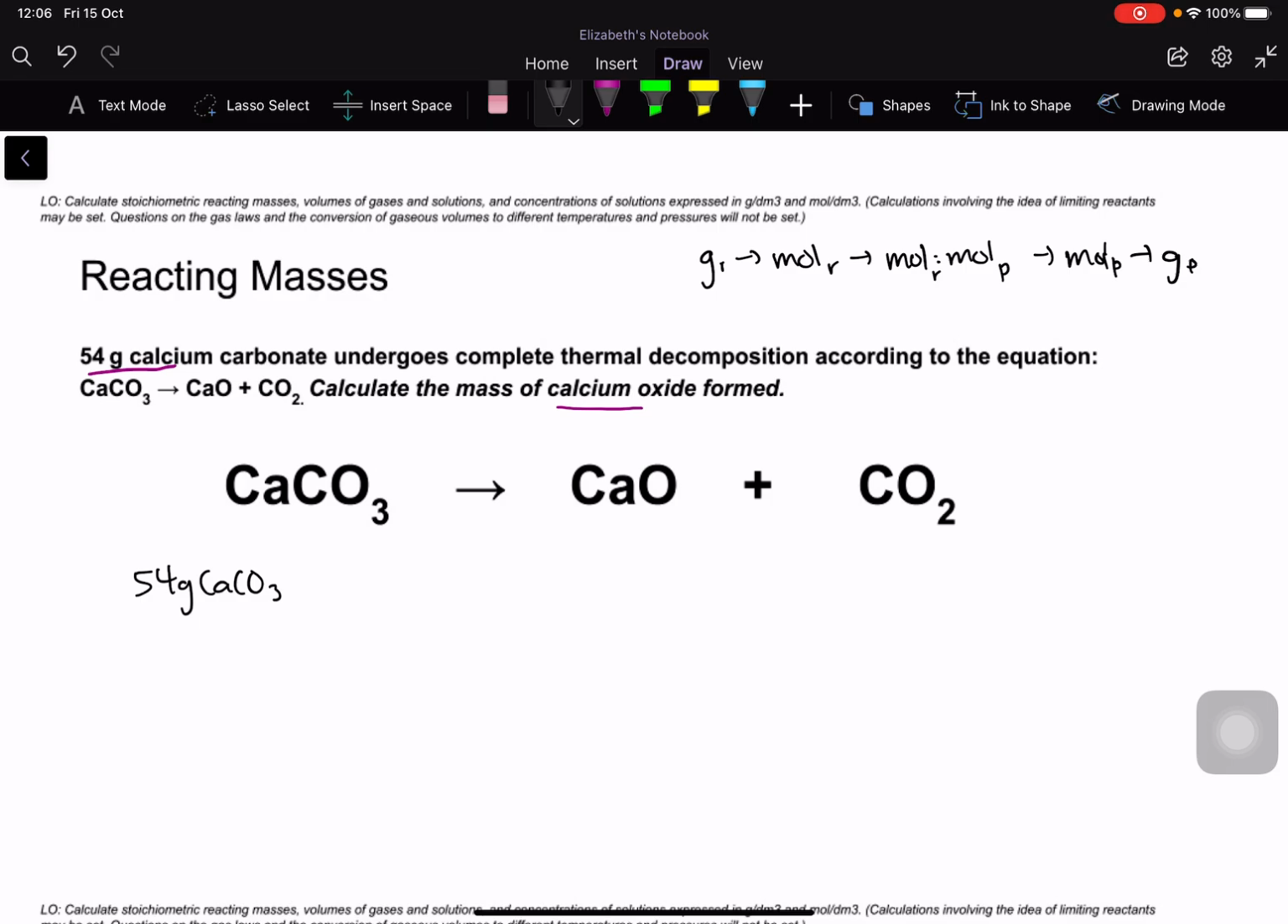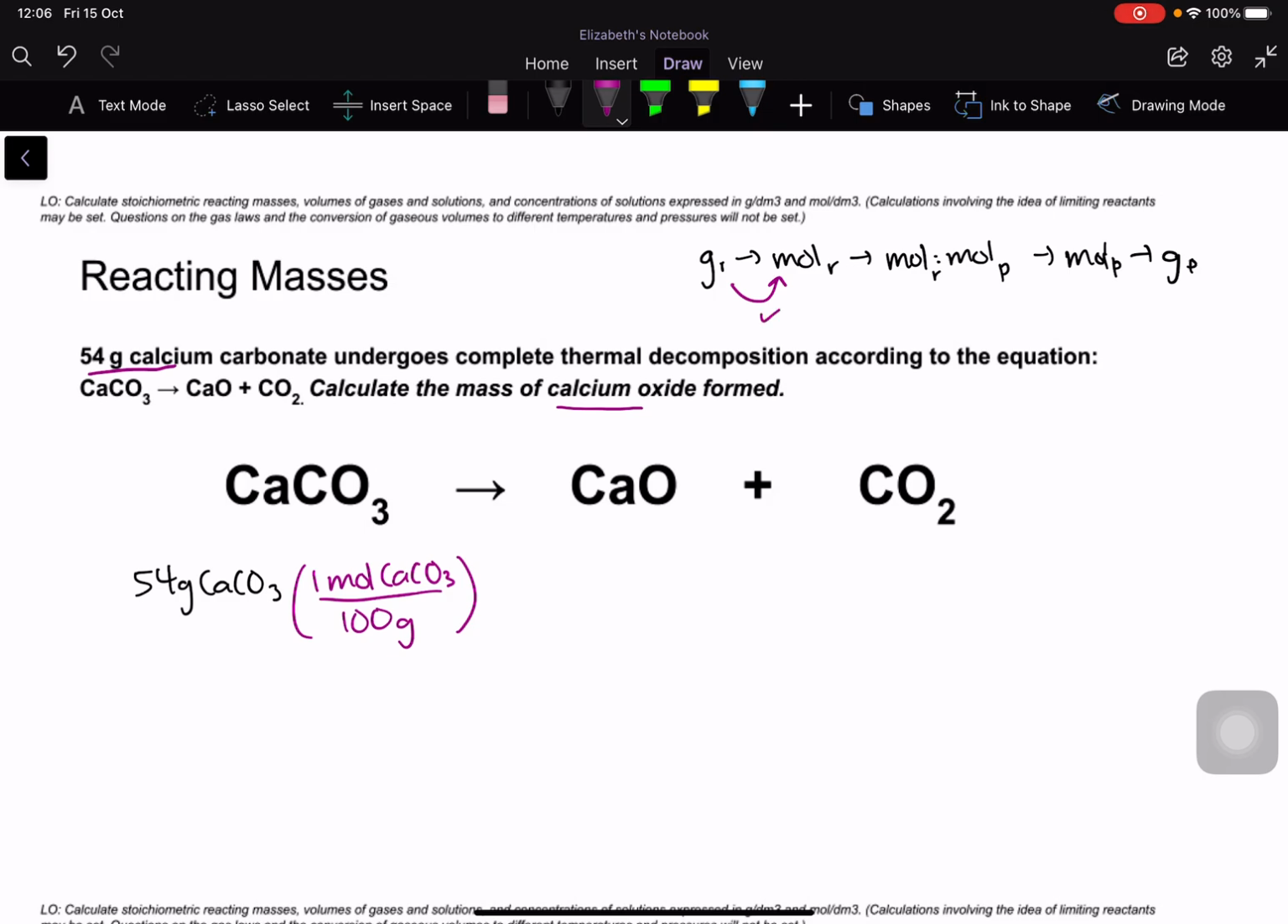Now, to go from grams to moles, this step right here, what we need to do is figure out how many grams there are for every 1 mole of calcium carbonate. And we can do that by looking at the periodic table. It's 100 grams for every mole. So we did that first step.